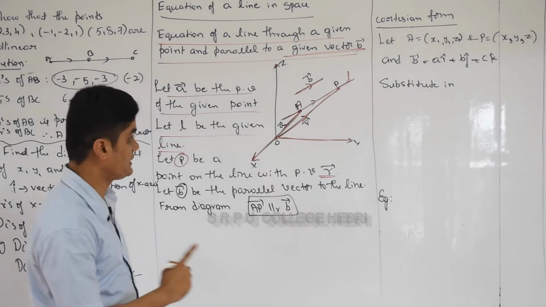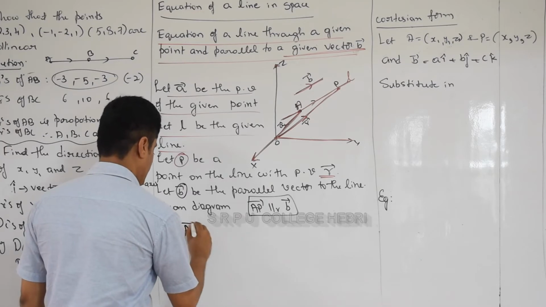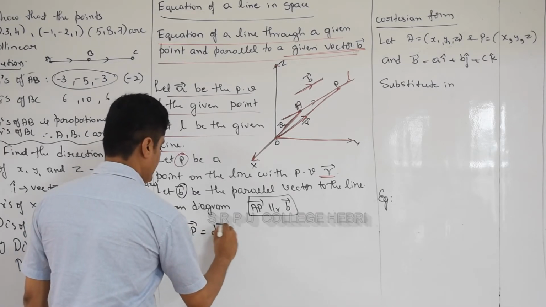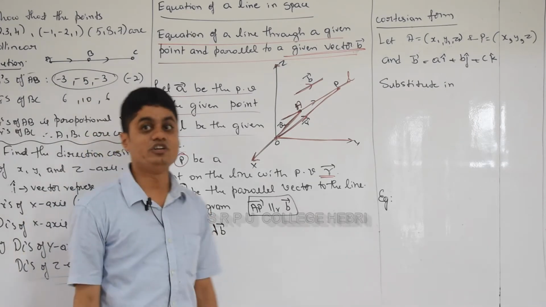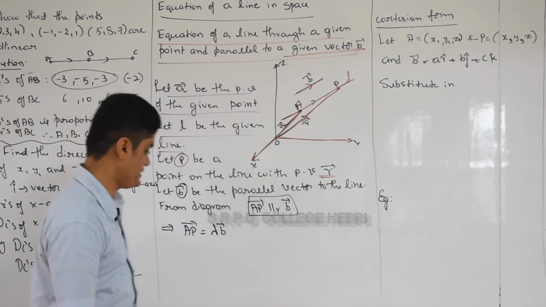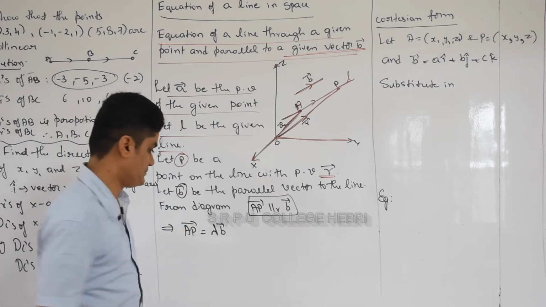Vector AP is definitely parallel to vector B. So this implies that when two vectors are parallel, one vector will be a scalar multiple of the other; they are collinear or parallel. Vector AP is equal to lambda times vector B.